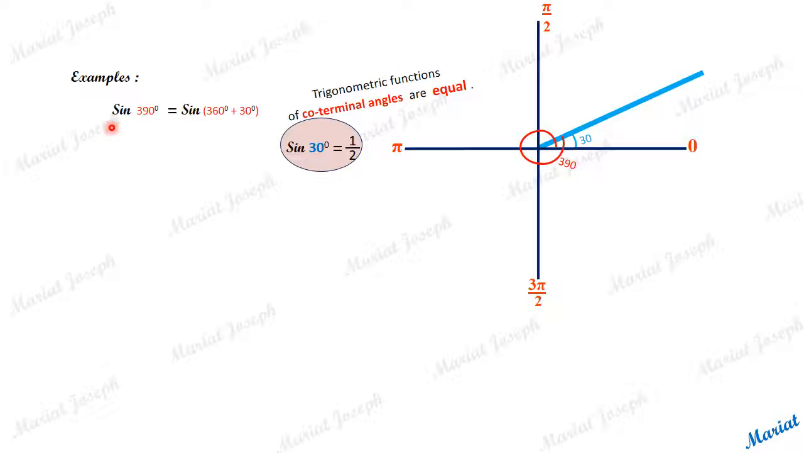So sine of 390 degrees should be equal to sine of 30 degrees, which is already half. So sine of 360 plus 30 degrees is equal to sine 30 degrees, which is equal to half.